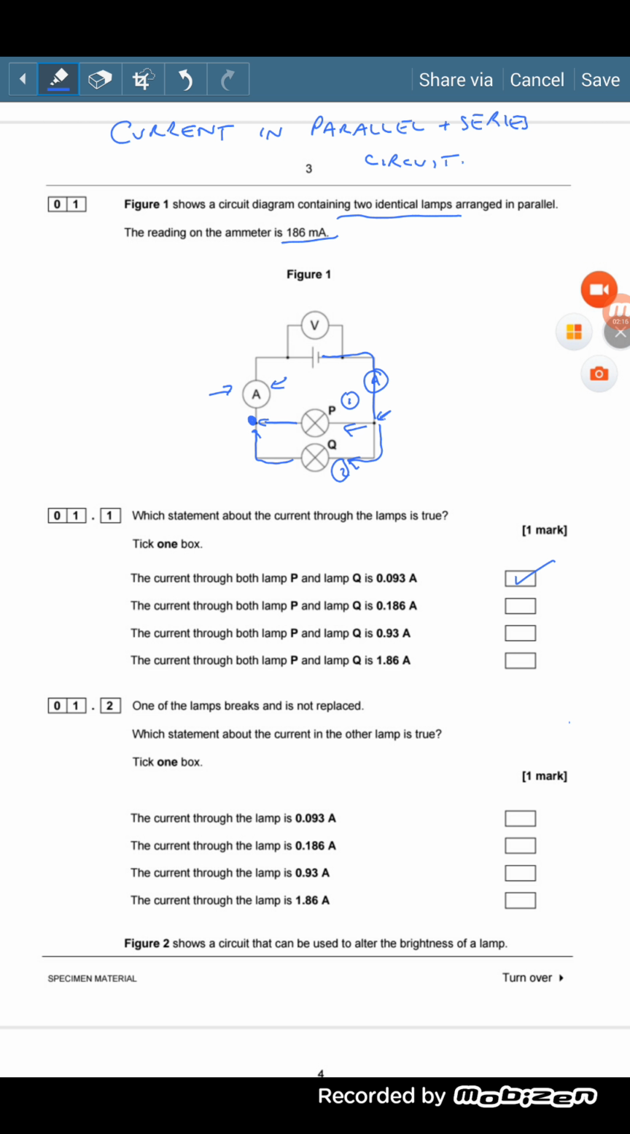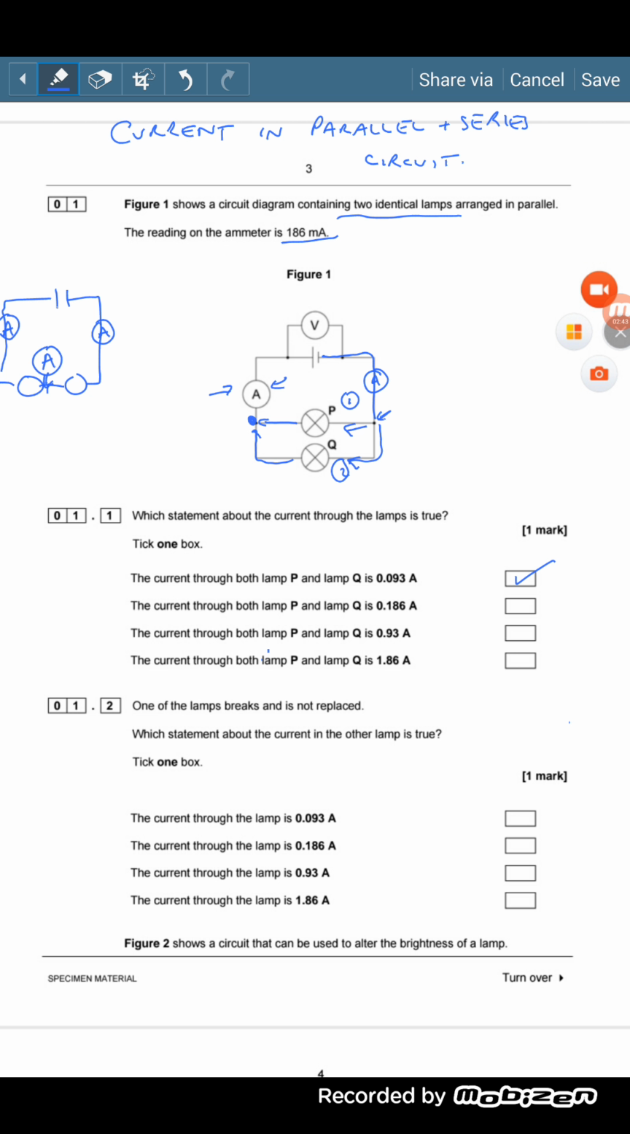In series, if I did have a series circuit, the current is the same everywhere. So if you had an ammeter there and an ammeter there, the current would be the same, or an ammeter there, the current would be the same all the way through. But with a parallel circuit, the currents add up to form the total current for each of the routes it can take.